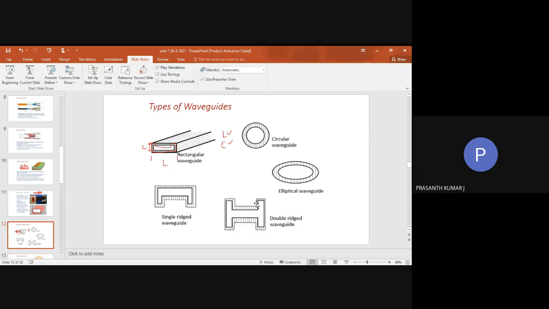Here also top and bottom plates, the distance has been changed. Yeah, the question is why we are doing. For different applications, we are going to change the values of L and C. So these are all different types of waveguides.